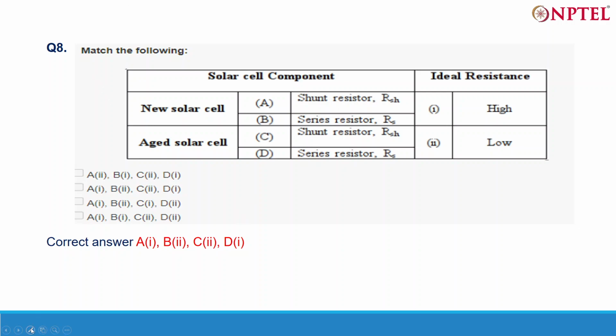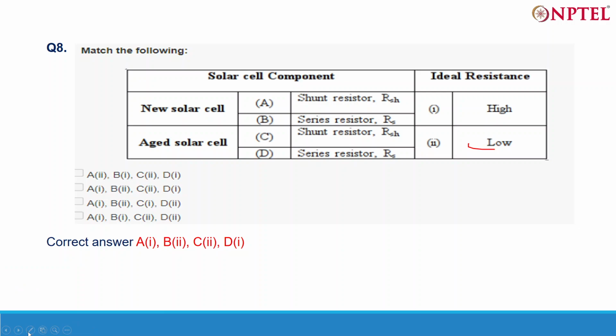Okay. So what happens in a new solar cell? The shunt resistance is high and the series resistance is low. But as the aging continues, in an aged solar cell the shunt resistance becomes low and the series resistance becomes high. Okay. Let me give an example to understand this concept better.